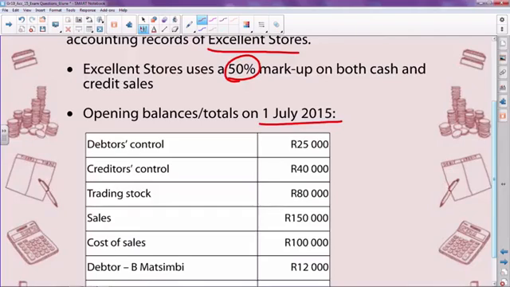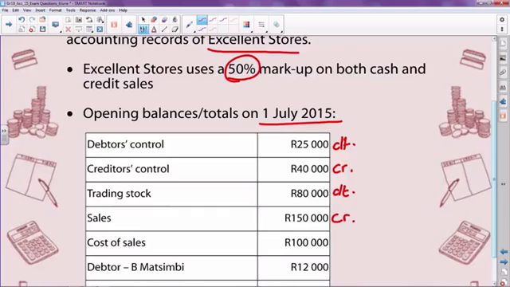The debtors control will have a balance of 25. That will be on the debit side. I'm going to show you all the balances now in the T accounts. Creditors control will be on the credit side. Remember, liability. Trading stock of 80,000 will be on the debit side. There it is. You have sales of 150. Remember, it's sales and income. Income's always on the credit side.